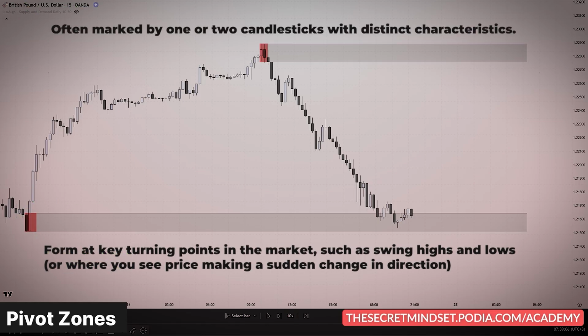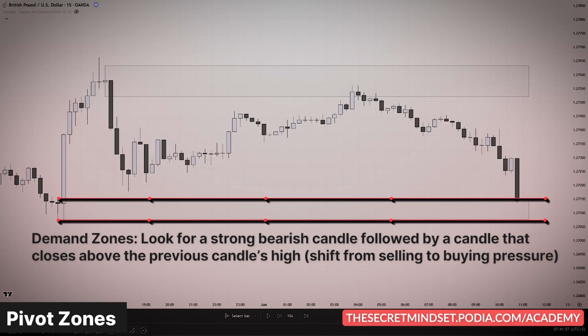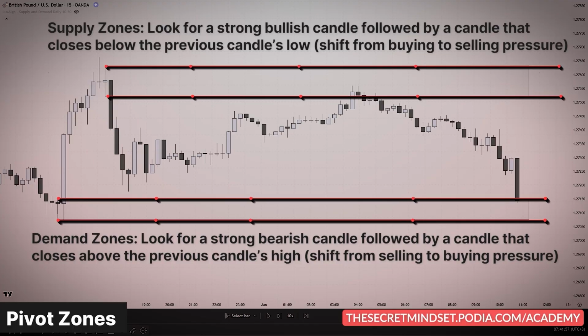They're often marked by 1 or 2 candlesticks with distinct characteristics. For a potential demand zone, you want to look for a strong bearish candle where the next candle closes back above its high, signaling a shift from selling pressure to buying pressure. For a supply zone, you're watching for a strong bullish candle where the next candle closes below its low, indicating a shift from buying to selling. The key is that these pivots are happening quickly. Price isn't spending much time in these areas before reversing.